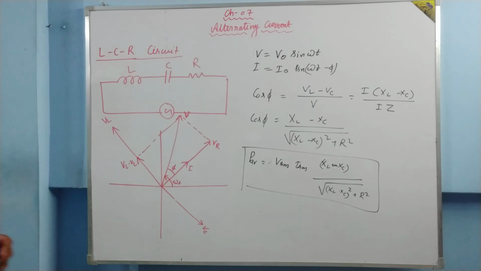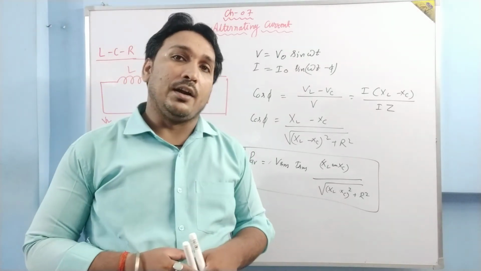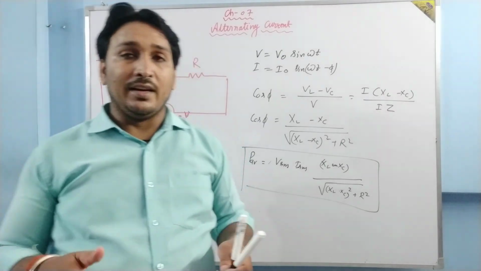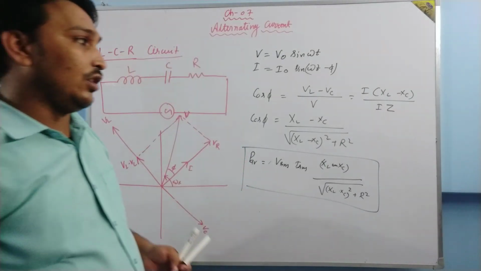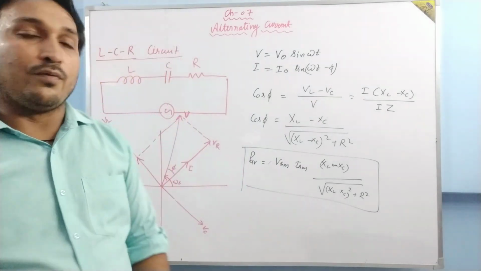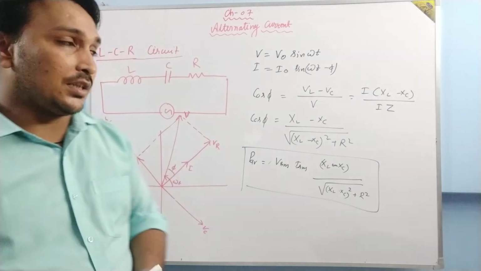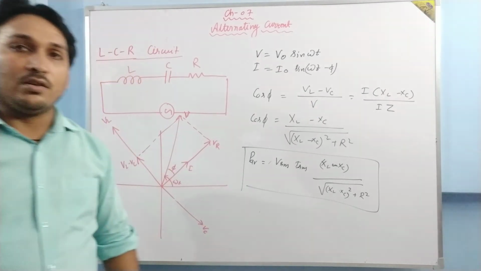So many other things were also there, like wattless current, but this year it has been deleted, and power factor for the circuit, indirectly it has been deleted. But still you have to study, because for different AC circuits you need to calculate power. So for that, cos phi needs to be calculated for every different circuit, and that's why I have told you. Is that clear?